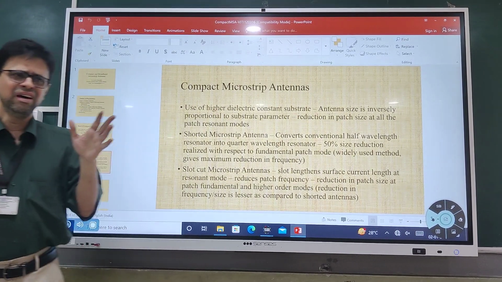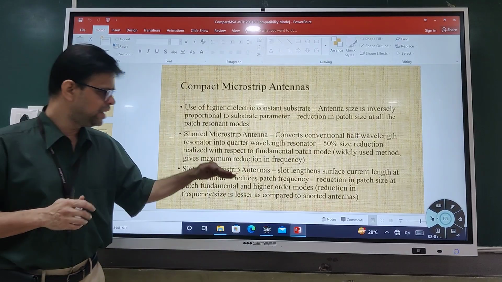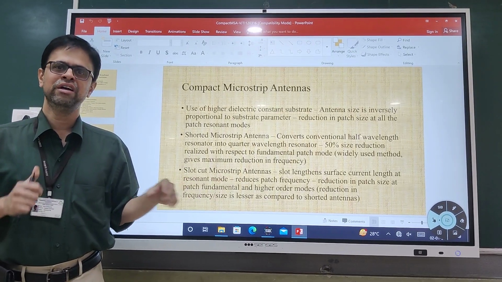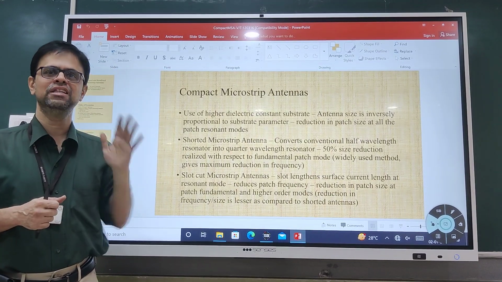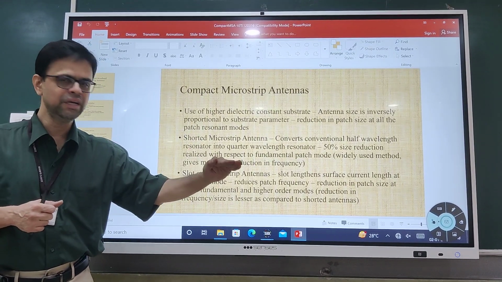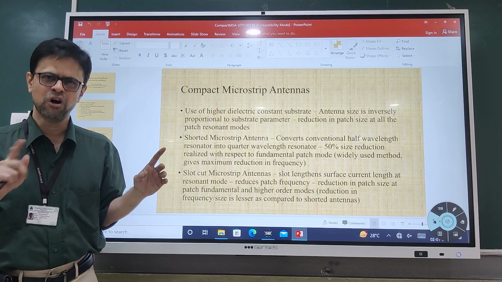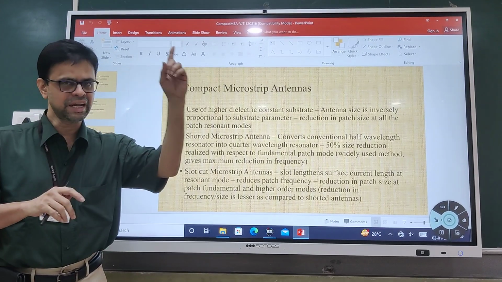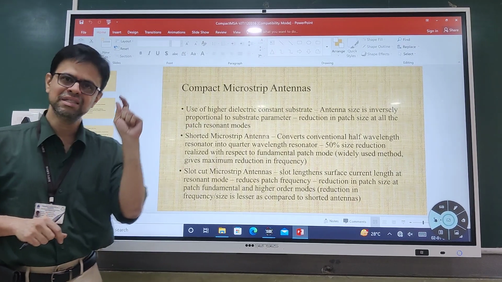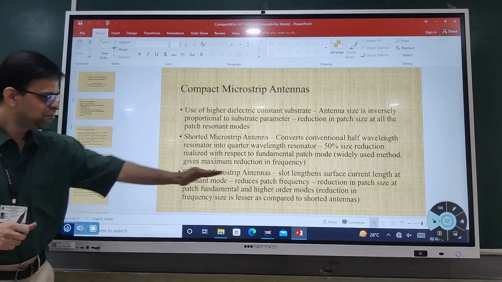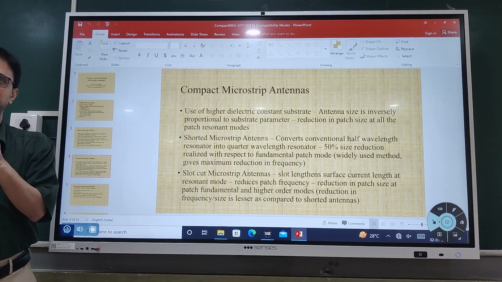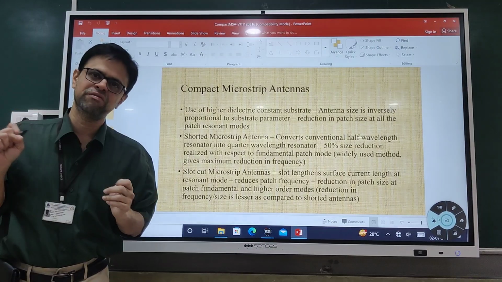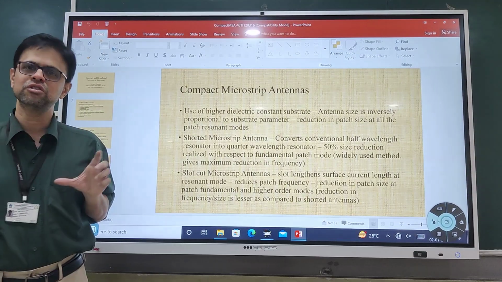In fact, later on I will tell you one design where, using a slot concept and appropriately selecting the slot position, the fundamental mode is not at all disturbed or only partially disturbed, but the third order mode, which has similar radiation characteristics to the fundamental mode, is perturbed in length, so that it is tuned with respect to the fundamental mode and a multiband response was realized.